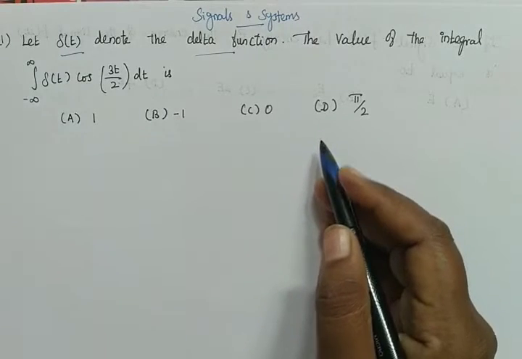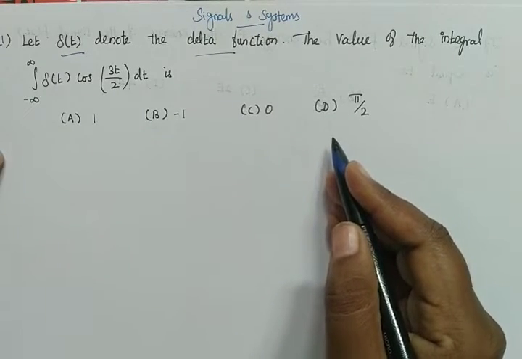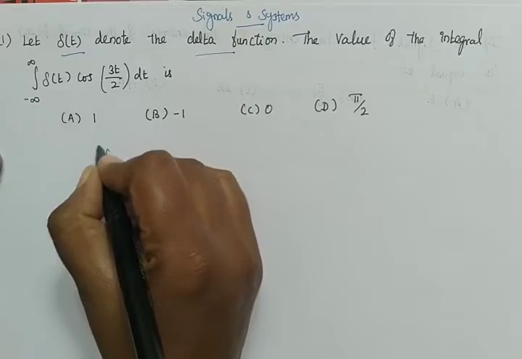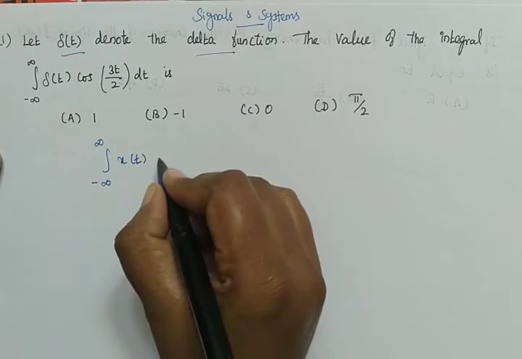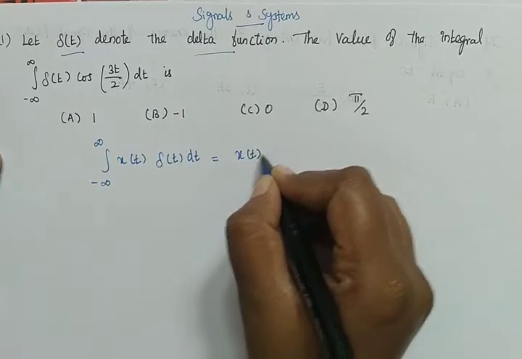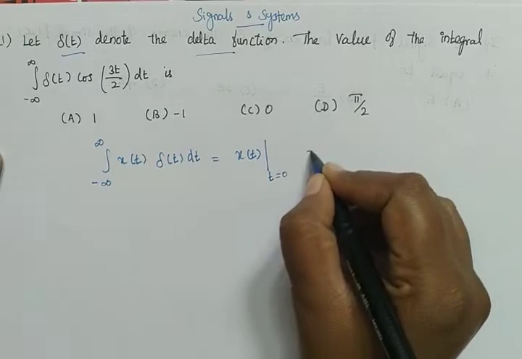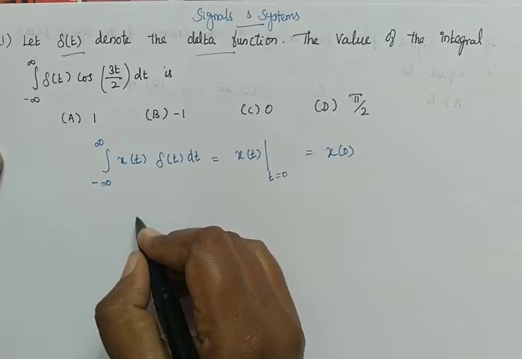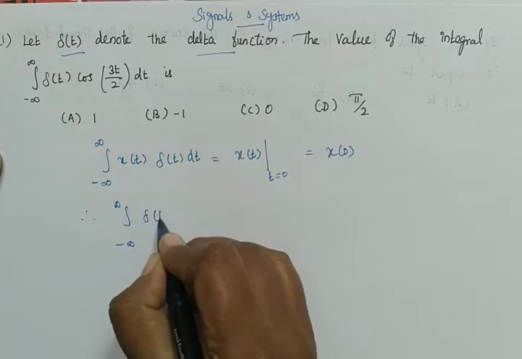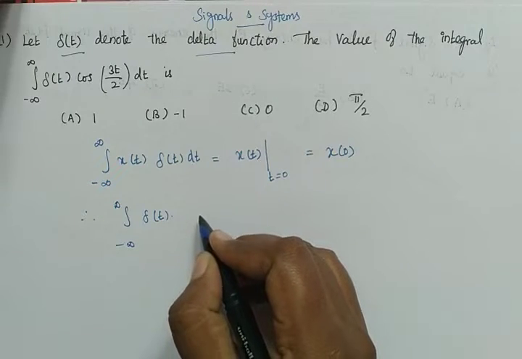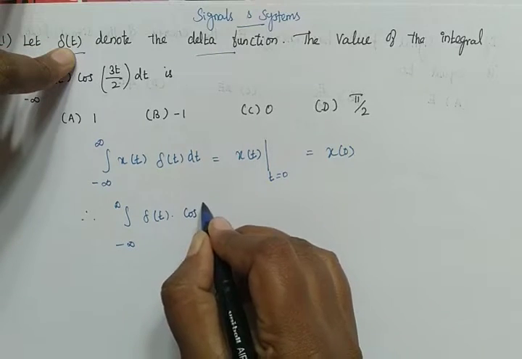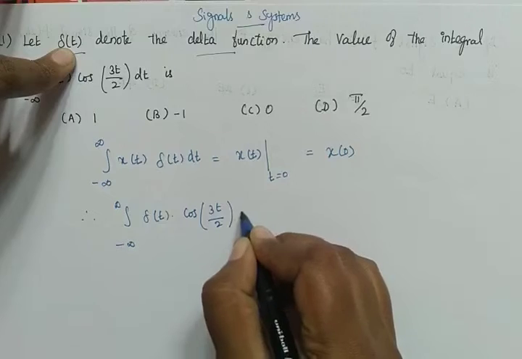And these are the options. We know that the impulse function must satisfy the following property: the integral from minus infinity to plus infinity of x(t) δ(t) dt is equal to x(t) at t equal to 0, that is, x(0). Therefore we can write this as the integration of δ(t) into cos(3t/2) dt, from the question.